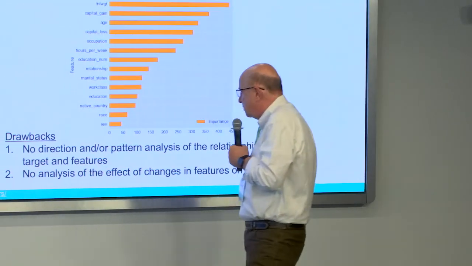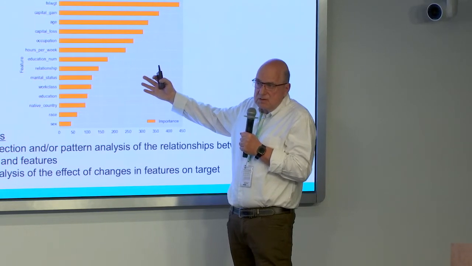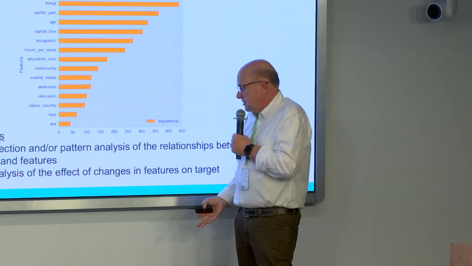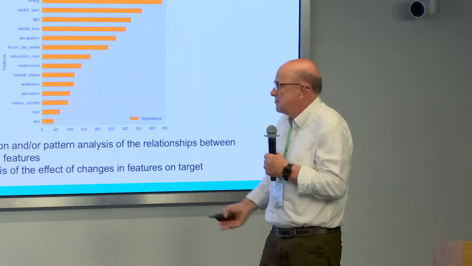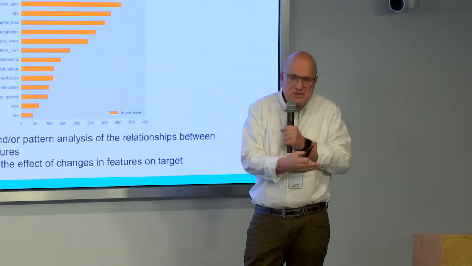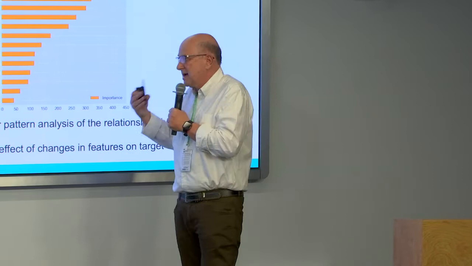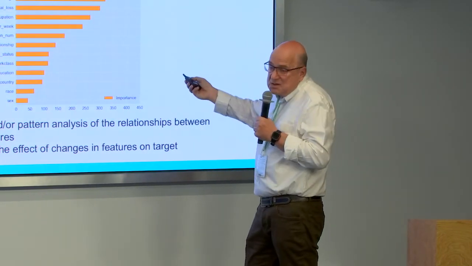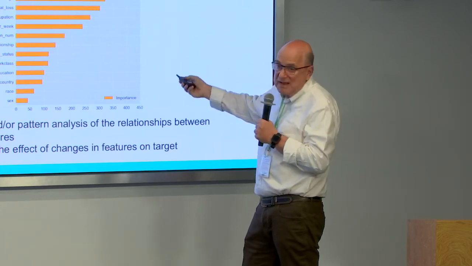But what we cannot do is understand the direction of the relationship, whether it's a positive correlation or negative correlation. What is the shape of the relationship? Maybe nonlinear. We don't know, because it's very complex. There are many trees, averaging of many trees in a random forest. We cannot go back and see exactly what is going on there. So this is not enabling us to explain the model.